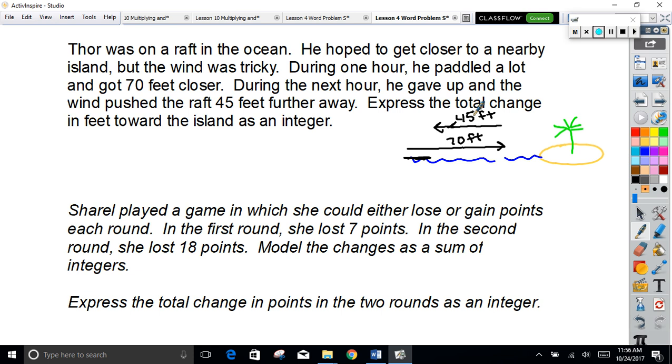Better. All right, Riley. Tell me how you would express this as a sum of integers. How would you write an expression to solve the problem? We're still on the raft problem. 70 plus, good. 70 plus negative 45. Now notice this problem actually does not tell me that I have to write the expression. So on Get More Math, you will not need to write this expression. You'll just need to write the answer.